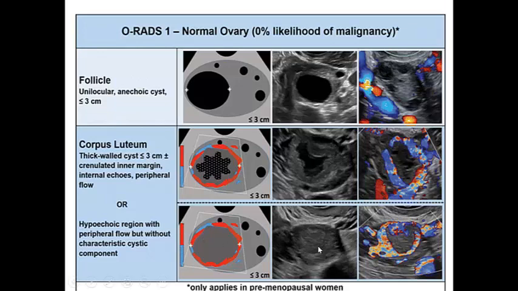Or it may show this appearance: hypoechoic region with peripheral flow without characteristic cystic component. It appears as if it looks solid, but again, there are no blood vessels inside. And the patient is in the second half of the cycle, so this is with corpus luteum cyst.